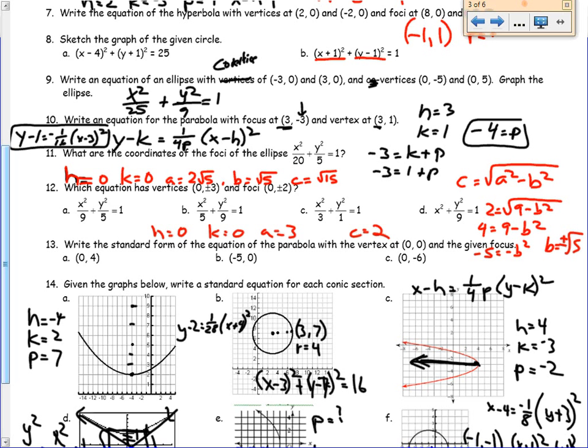A is 3, B is 5. But I know this is happening on the y-axis because of this number right here. Since it's happening on the y-axis, my correct answer has to be D. The bigger number is underneath the axis that it opens around.